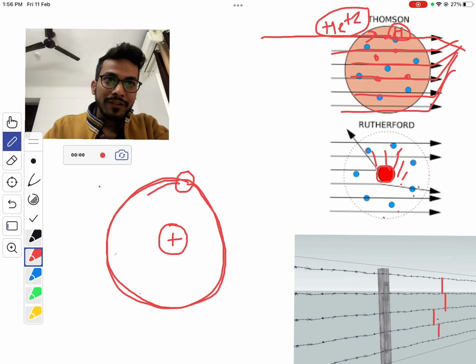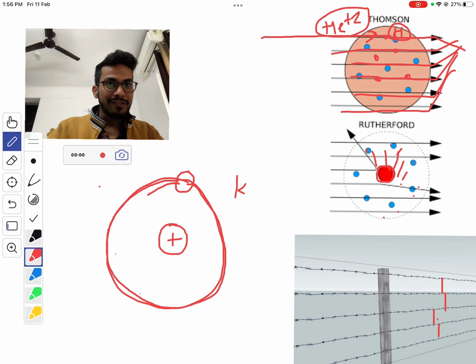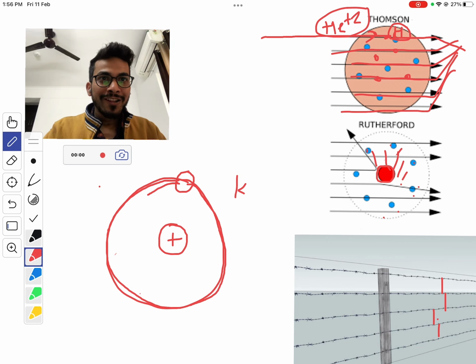You may be familiar with the shell. The first shell is called K, the second shell is called L, the third shell is called M, and so on. So this is it. This is about the Rutherford atomic model. This is all for today.